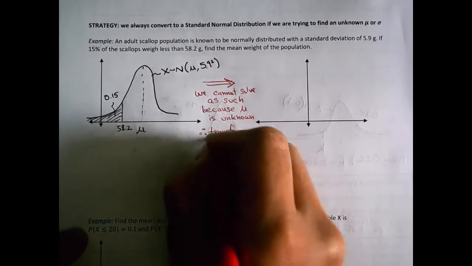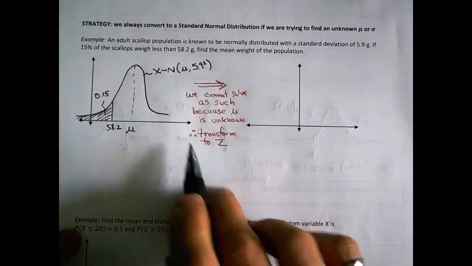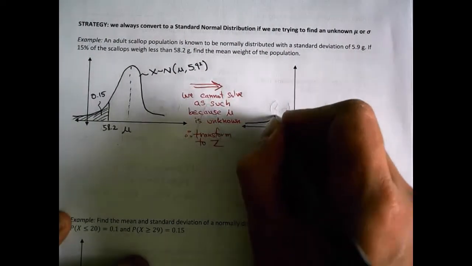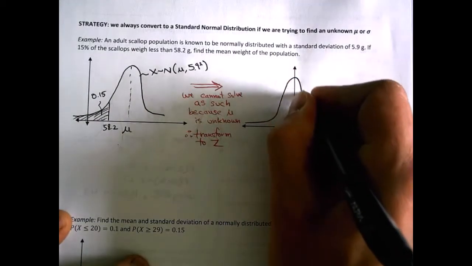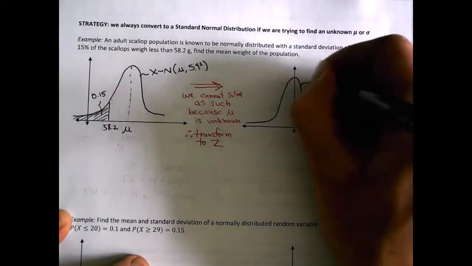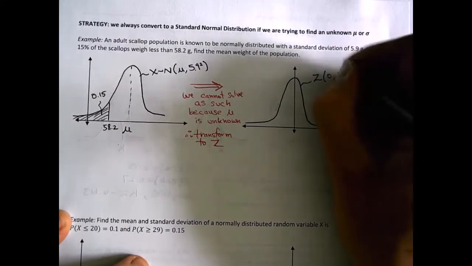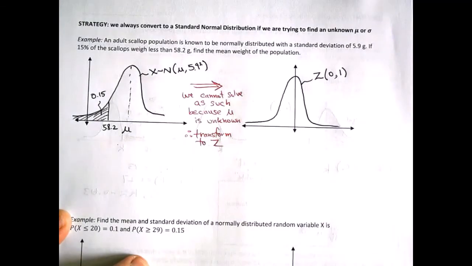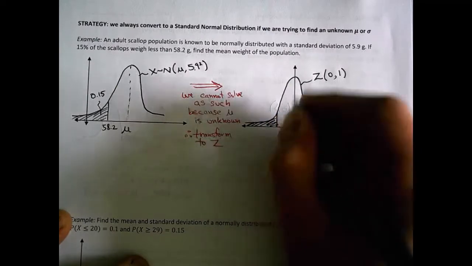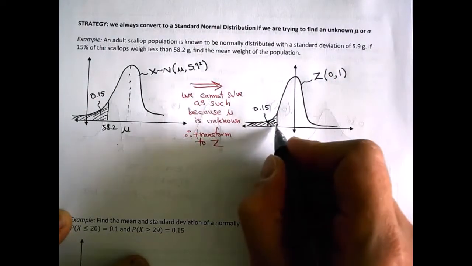transform to z. We're going to redraw this normal distribution as a standard normal distribution. Remember, standard normal distribution is the one that's centered on the axis. We know the mean is 0. We know the standard deviation is 1. That's always given. We know that we're talking about a cutoff, and we know that this is an area of 15%. So the question is, what is this cutoff?